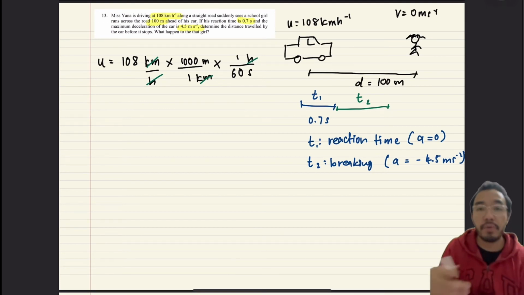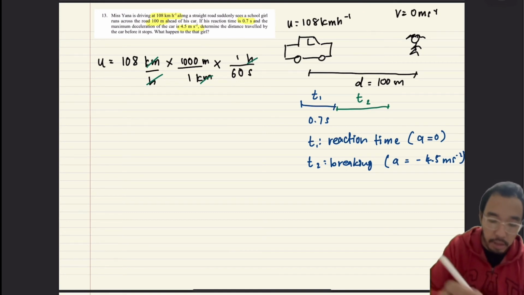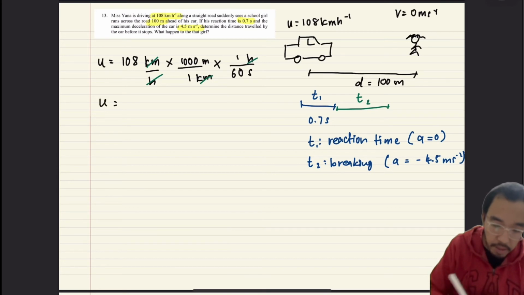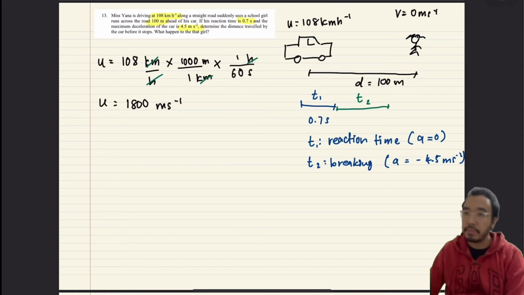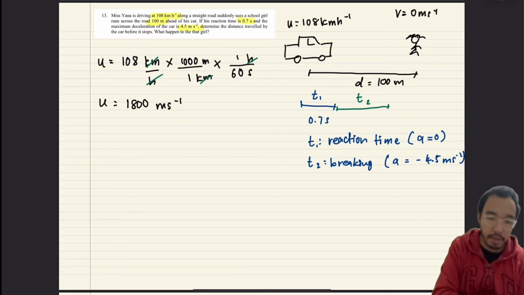Okay, so whenever you try to convert a unit, be careful if the unit has to the power of negative 1, to the power of 2, to the power of 3, square, cube, and so on. So press your calculator, you will get 108 multiplied by 1000 divided by 60. You should get 1800 meter per second. Okay, I think I calculated wrongly. I might have to double check.